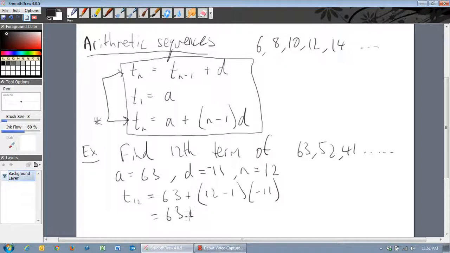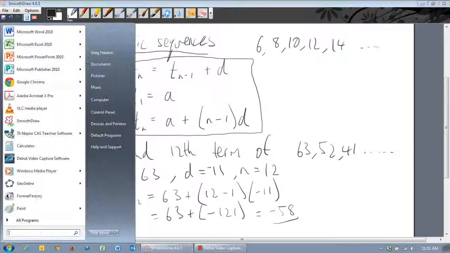So that's 63 plus 11 times negative 11, so that'll be negative 121. Just make sure: 11 times negative 11 is negative 121. Okay, 63 minus 121. That'll be 121 minus 63 is 118 minus 60, which is negative 58. Please excuse me if I got that wrong. I could check it on the calculator. Should I do that? I better.